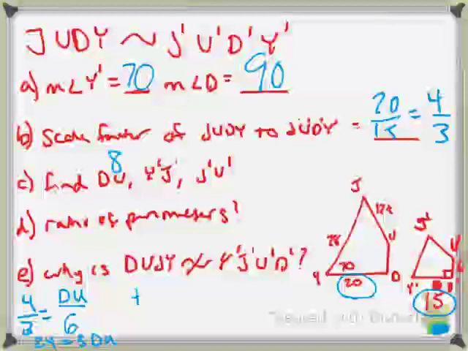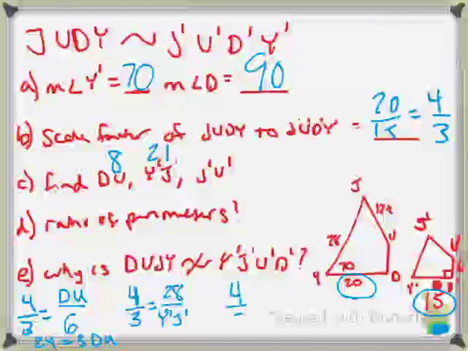Then for the next one, we do the same scale factor, 4/3 equals. This time we're looking for Y prime J prime. Is that going to go on the top or bottom? Bottom. And what matches with that to go on the top? 28. We're going to cross multiply and divide out. And this time we should get 21. 84 is equal to 4 times Y prime J prime, and then divide out to get 21.